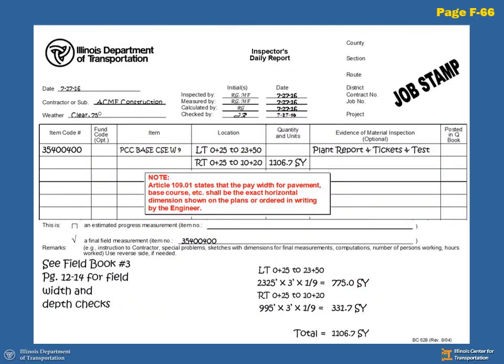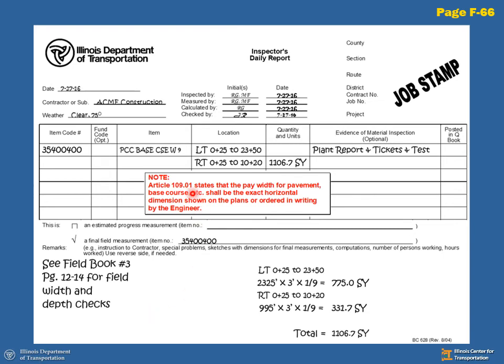On page F66, we have an IDR representing PCC base course widening. How deep? 9 inches. Okay. My pay item number, my description. Here's my location. It says see field book 3 for my depth checks. Because my pay item ends in a number, I need depth checks. They're supposed to be 9 inches.